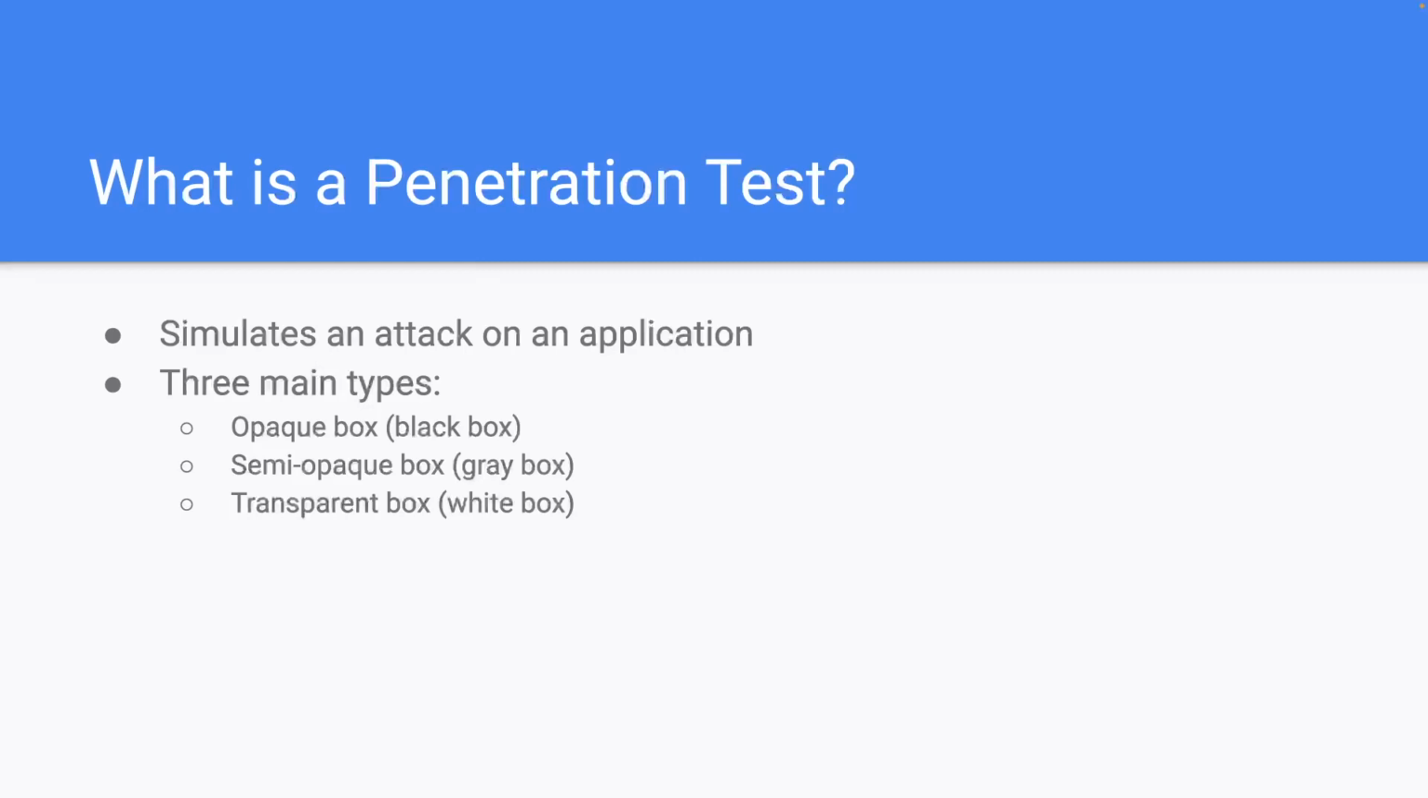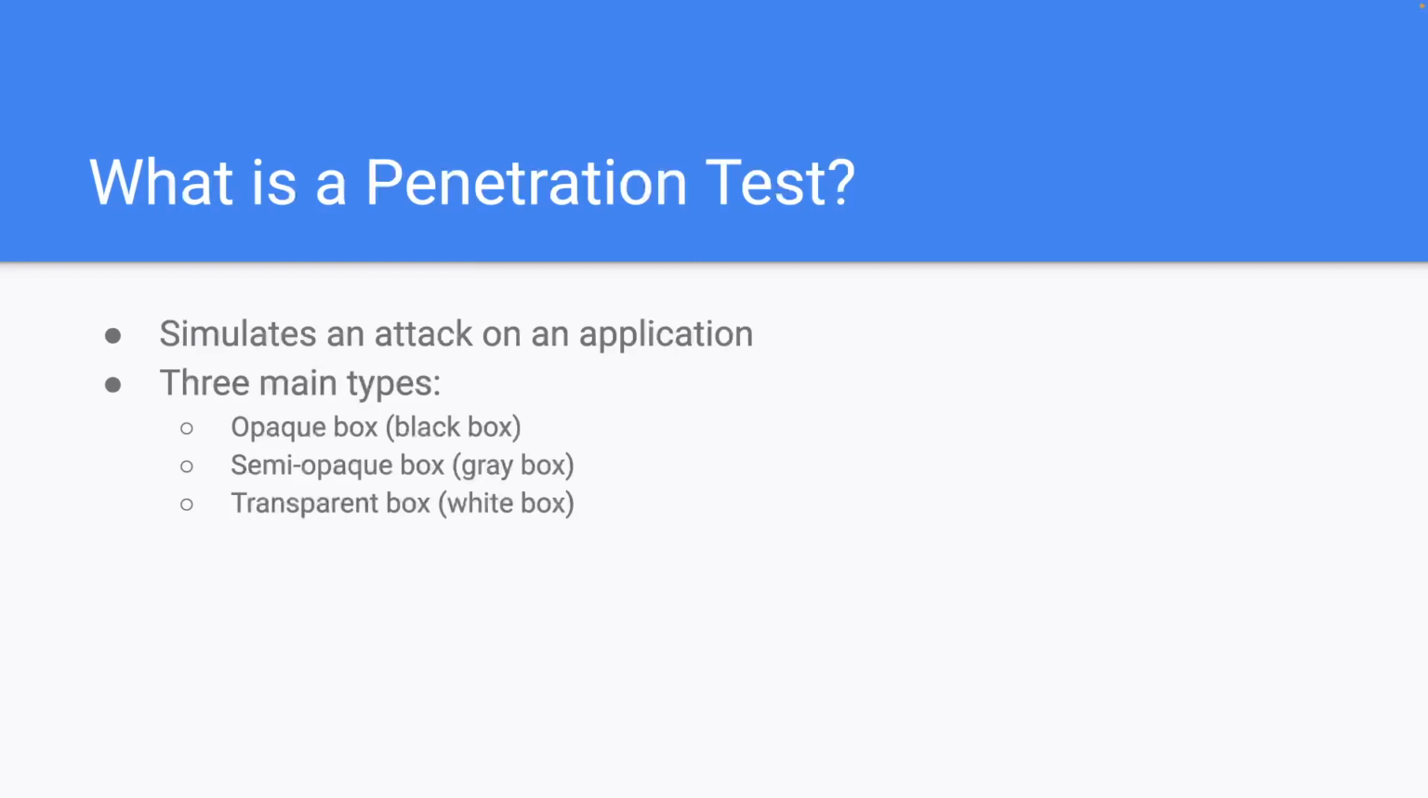A semi-opaque box means that you have some amount of information. You may know a bit about the architecture of the application itself. You may be able to see documentation, this type of idea. So it gives you some amount of information, but not a huge amount. You have a little bit more than an opaque box, but maybe not all the information available. And then a transparent box gives you literally everything. You have access to source code, binaries, you may have access to the servers the application uses. This would give you the best chances of finding issues in an application.